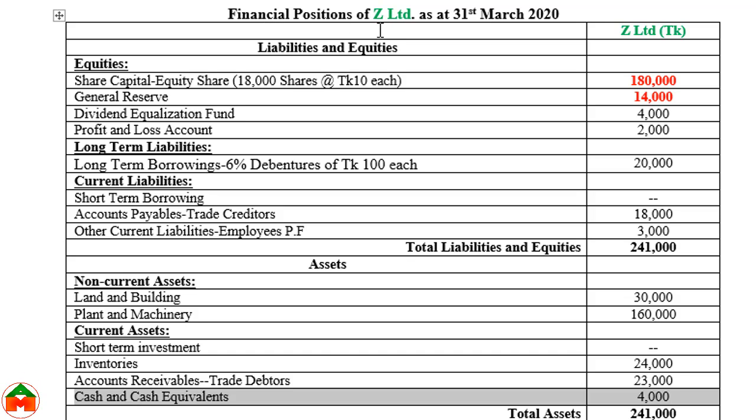Jet Limited is the newly created company. We have shown this amount by combining the amounts of X and Y, and in this way we will create the combined financial position for the Jet Limited company. We can see here total liabilities and equities 2,41,000 and total asset 2,41,000.